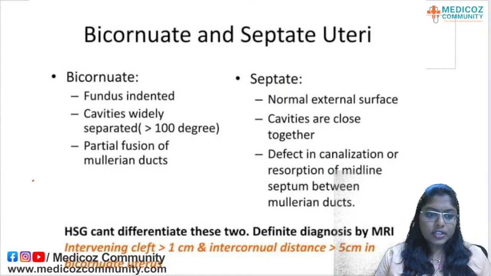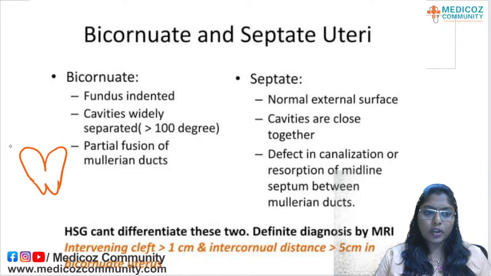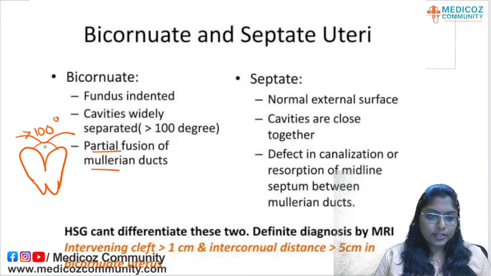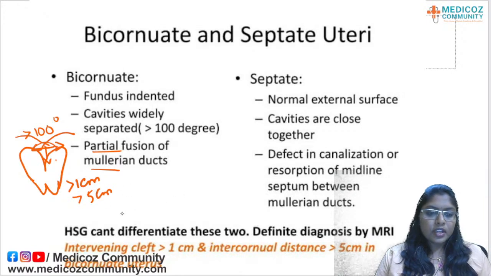So the bicornate uterus, let me draw it for you. This is the uterine cavity only I'm drawing. I'm not drawing the external fundus. I don't want to confuse you right now. So the fundus is indented down. This is the cavity. So definitely the fundus is indented down and the cavities are widely separated, greater than 100 degrees. There is partial fusion of the Mullerian ducts here. And this is the intervening cleft. It is greater than 1 centimeter. And the intercorneal distance, the distance between these two cornua, is greater than 5 centimeters. So this is bicornate uterus.